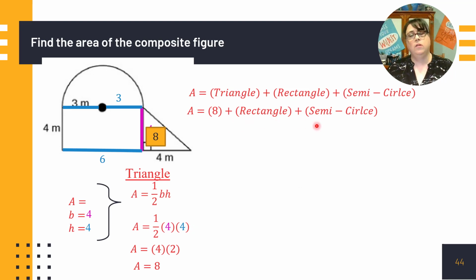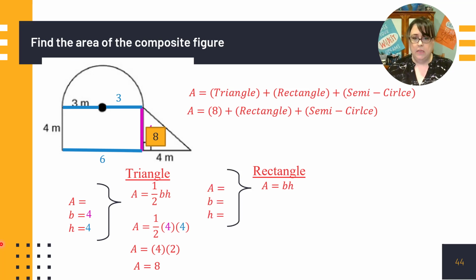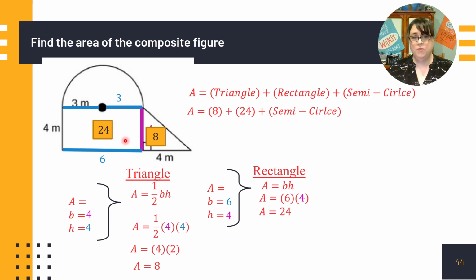I need to know the rectangle and I need to know the semicircle. I think I can find the rectangle pretty quickly, so now I'm going to move on to the rectangle. I know rectangles are base times height, so I know that the base is 6, and I know the height is 4. So 6 and 4, and then I'll substitute them in, and 6 times 4 is 24. So now that I know that's 24, I replaced rectangle with 24. So I'm just moving along in the problem. So now I need to find the circle.